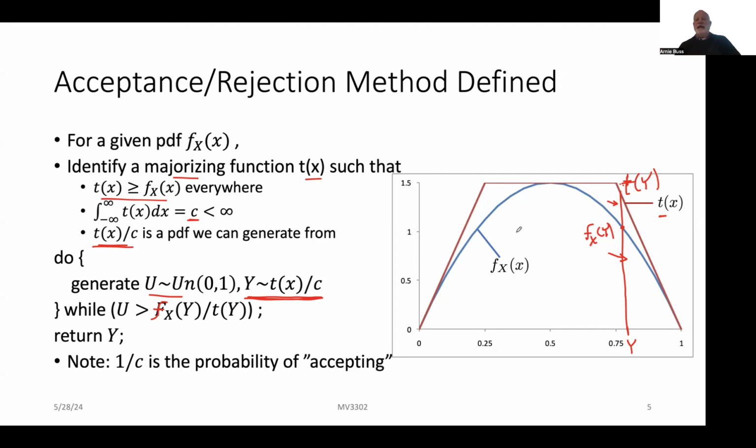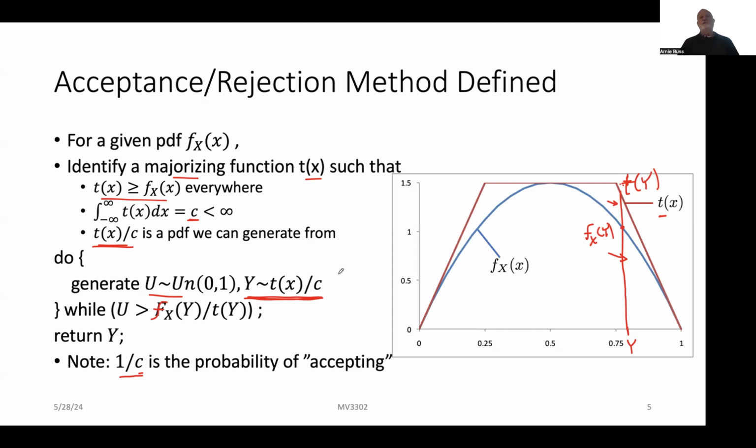And now this area under the majorizing function, call it C, it turns out that 1 over that is actually the probability of accepting. I could show this mathematically. And that probability of accepting is sometimes called the efficiency of the method. In other words, ideally, I want a method where the higher the efficiency, the more of these majorizing guys that I generate from I'm accepting.